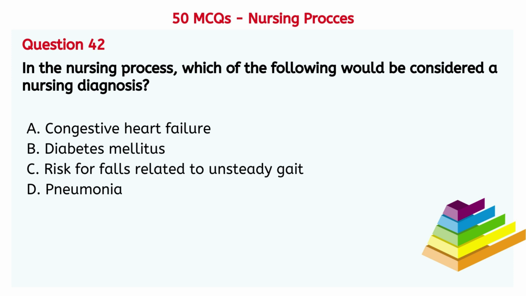Question 42. In the nursing process, which of the following would be considered a nursing diagnosis? The options are: A. Congestive heart failure. B. Diabetes mellitus. C. Risk for falls related to unsteady gait. D. Pneumonia.